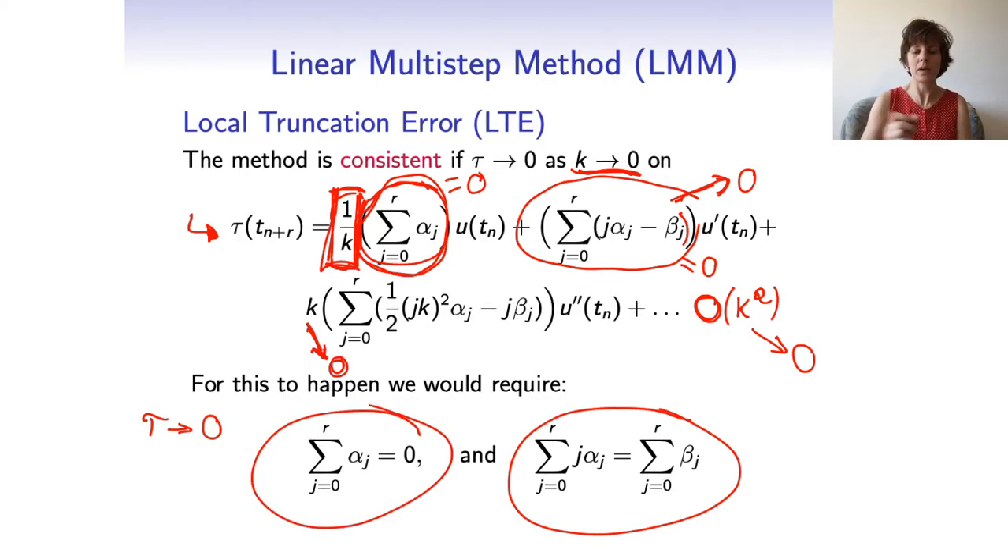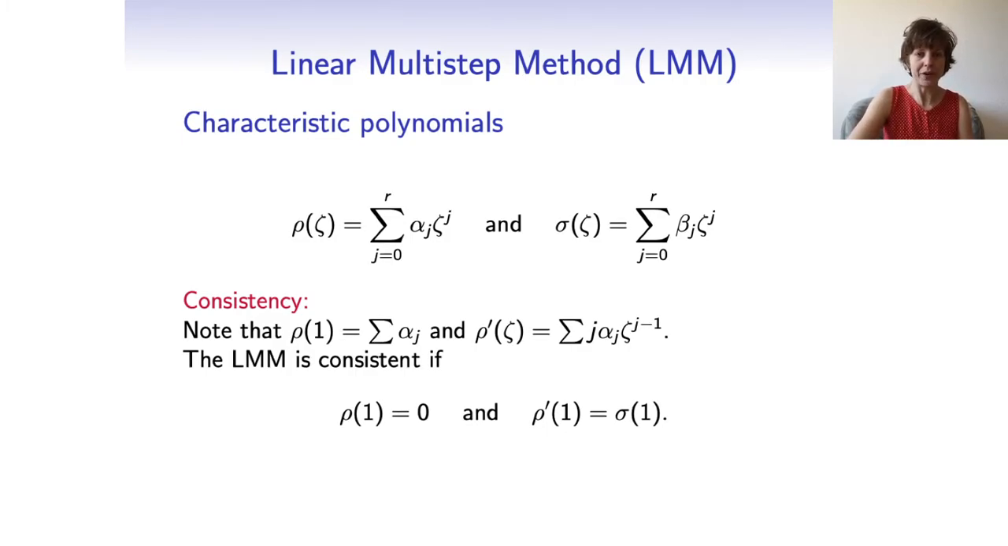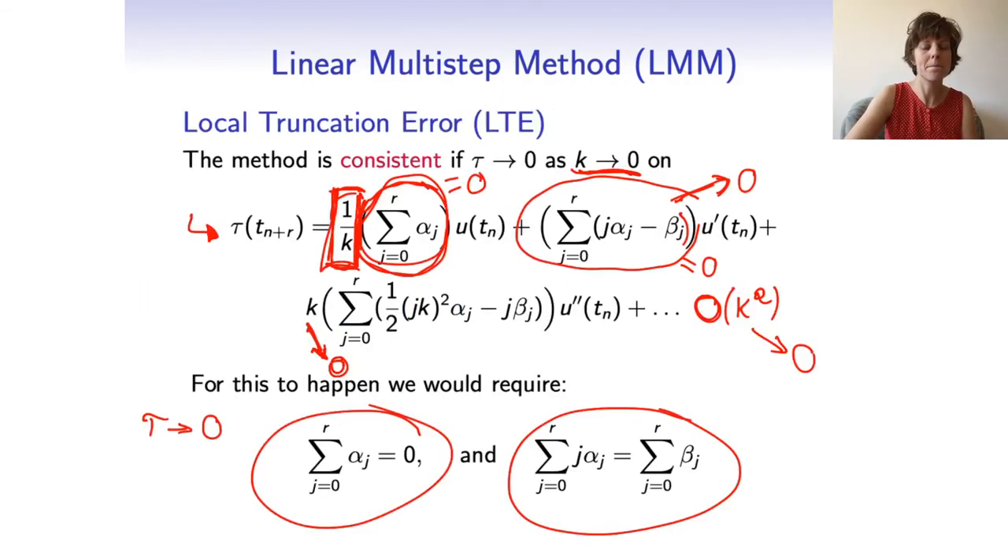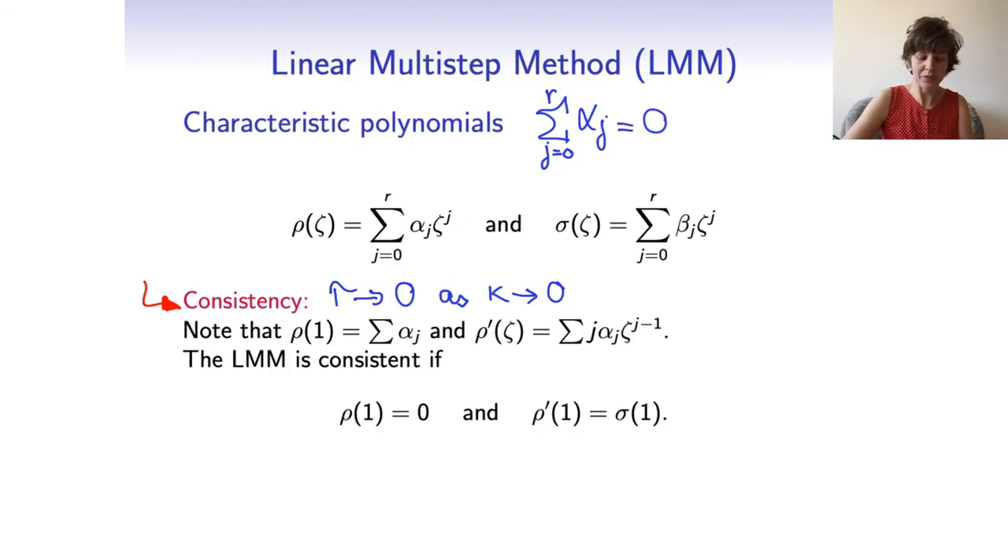and for this term here to be 0, this should happen, okay? So we can define some characteristic polynomials for the linear multistep method, and then we can define the consistency looking for the conditions on these polynomials, okay? So the consistency, remember, is that the local truncation goes to 0 as k goes to 0. And remember that the conditions that we got before, it happens when the sum of alpha j, for j from 0 until r, is equal to 0. So this is the first condition.